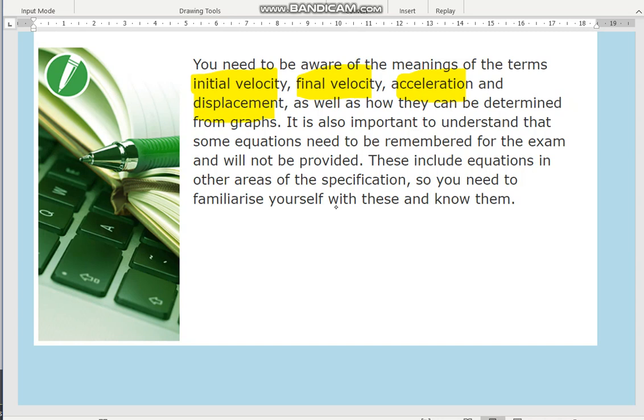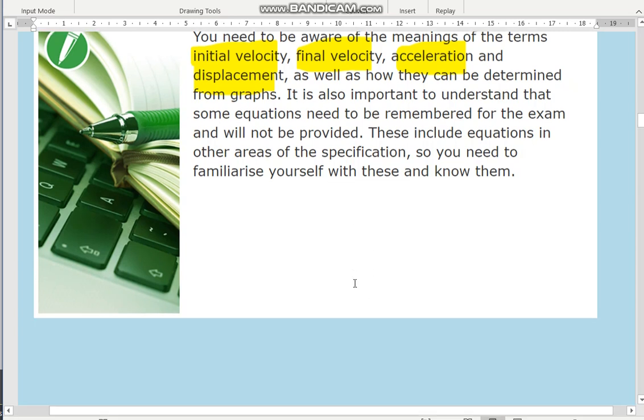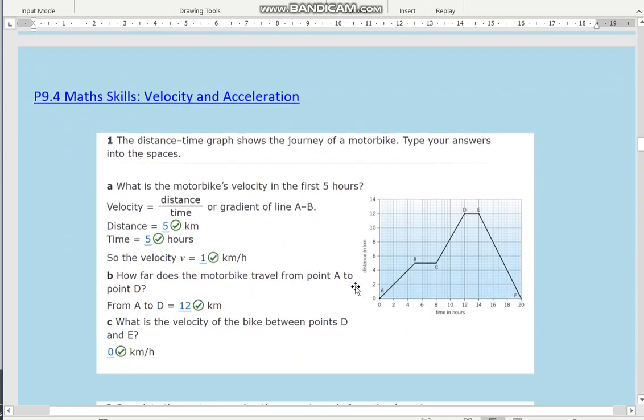Now, displacement is the vector version of the quantity of distance, which you'll learn more about in this week's work for topic P8.1. It is also important to understand that some equations need to be remembered for the exam and will not be provided. These include equations in other areas of the specification, so you need to familiarise yourself with these and know them.